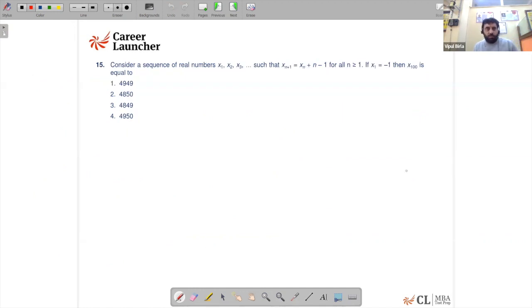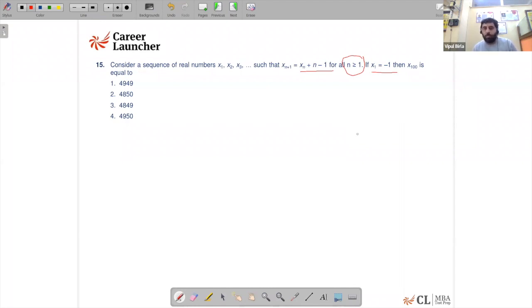Let's look at question number 15. It says consider a sequence of real numbers x1, x2, x3 and so on, such that x of n plus 1 equals xn plus n minus 1. Now this is something that's important. How this is formed: x of n plus 1 is equal to x of n plus n minus 1 for all n greater than 1. And they have also given that x of 1 is equal to minus 1, then x of 100 is something we need to calculate. We've seen these kinds of questions in the mocks also.